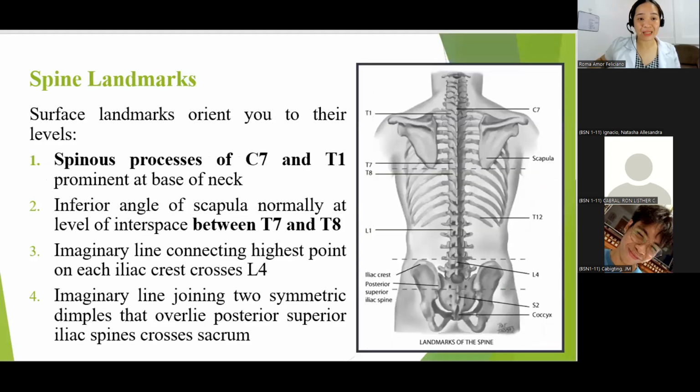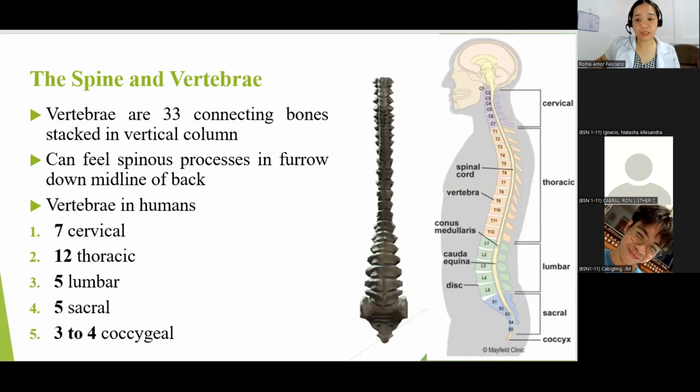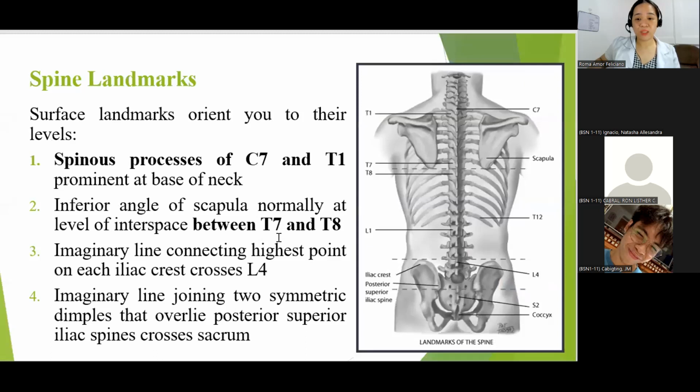You have your spine landmarks. Binibilisan lang natin kasi this is actually a review from your anatomy. The spinous processes of C7 and T1 are prominent at the base of the neck. Then the inferior angle of scapula: between T7 and T8, normally at the level of the interspace.